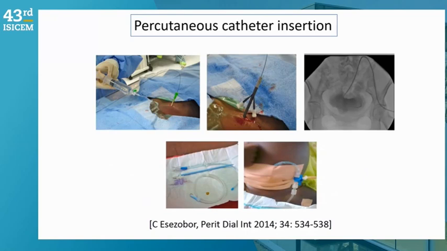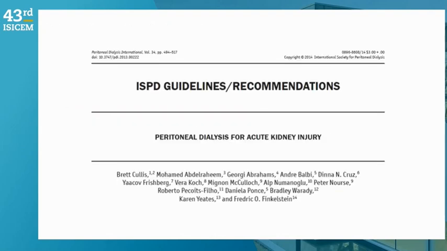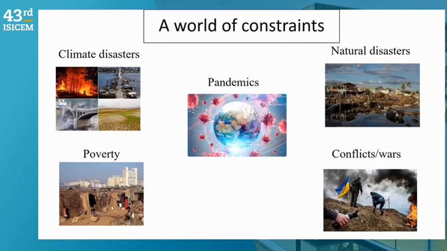Here you can see an example of percutaneous insertion of a catheter for peritoneal dialysis. And the experience of colleagues in the Saving Young Lives program, an initiative to provide PD support in Africa and Southeast Asia for acute kidney injury patients. A lot of patients were pediatric patients, and the result of this program is very, very good. There are some recommendations on PD, and I think that we discussed this point yesterday.